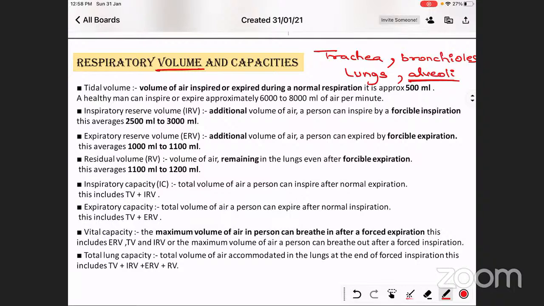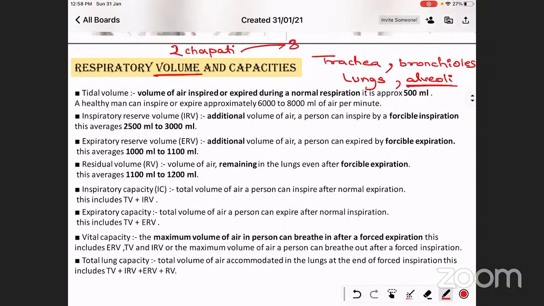When we talk about the capacity, we talk about the maximum level. It means if we are eating two chapatis today, this is the normal, this is our normal diet. If anyone tells us that today you have to eat chapatis up to the maximum level that you can eat, so we have started eating and we have eaten 8 chapatis, that is the maximum for us.